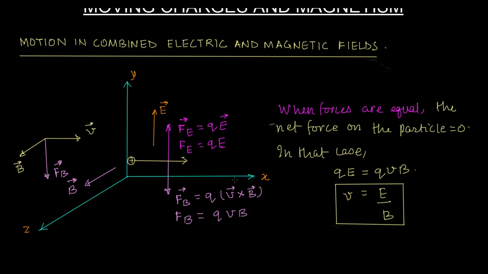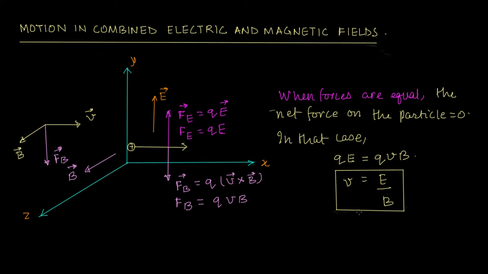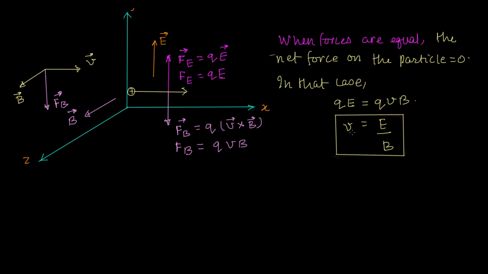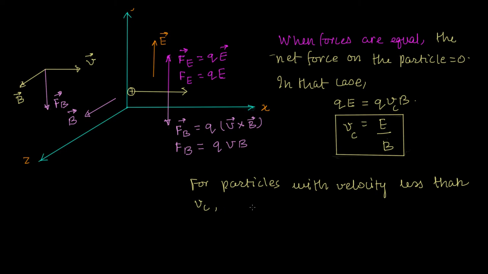Now let us see what happens to the particles which have a velocity smaller than this. So for particles with V less than the V critical, I'll call this V critical, so for particles with velocity less than VC, what happens? See, electrostatic force is not at all affected by the velocity, right? So what is affected by the velocity? Only my magnetic force, right? Now if V is less than that, then what happens? This vector somehow is smaller than this, is it not?